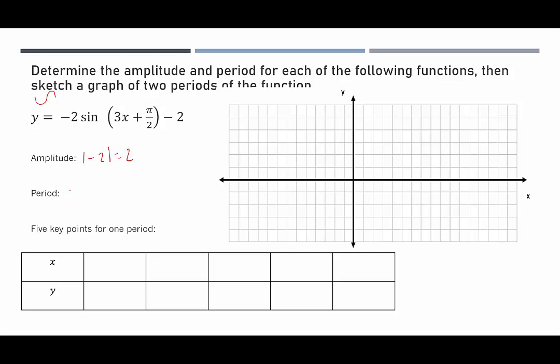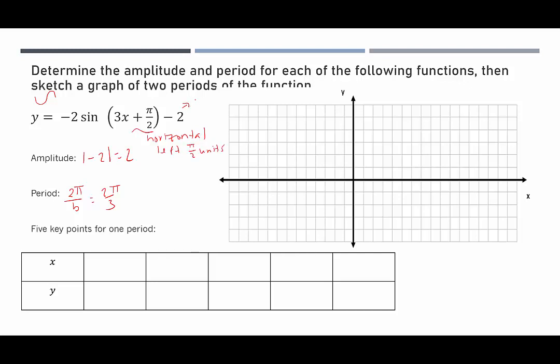The period is going to be 2 pi divided by b. This is going to be 2 pi divided by 3. This one is going to get messy. Okay, we also have these transformations. So this is a horizontal transformation, and it's taking the graph and shifting it to the left pi over 2 units. So left pi over 2 units.